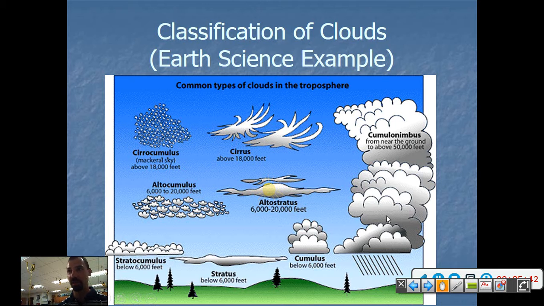You can tell that right from this. But if you want to go and learn more about that, you can: what type of weather conditions each of these clouds brings.